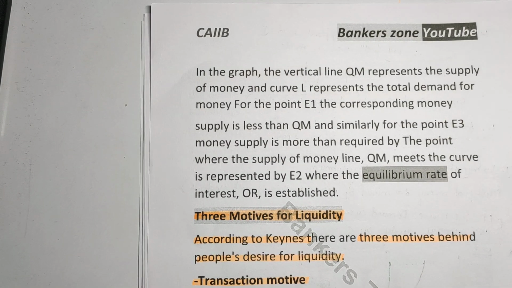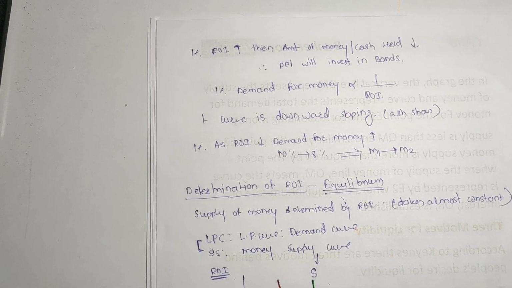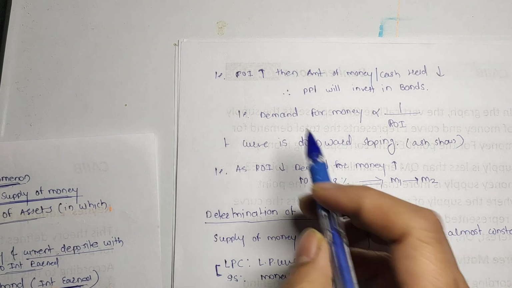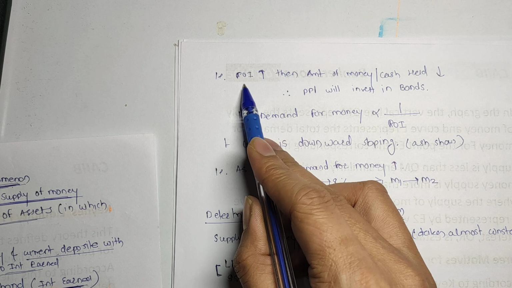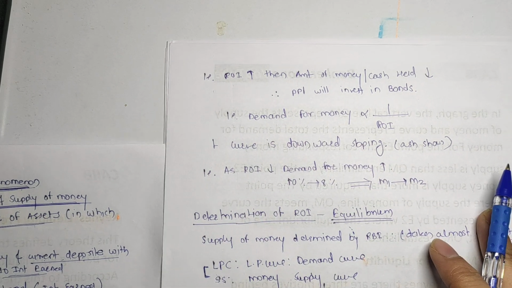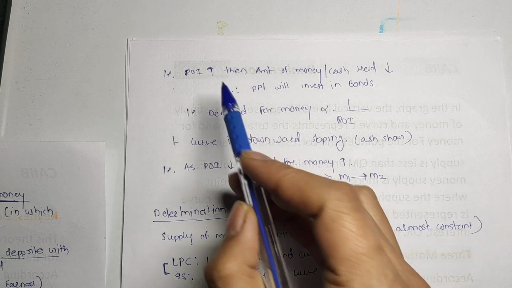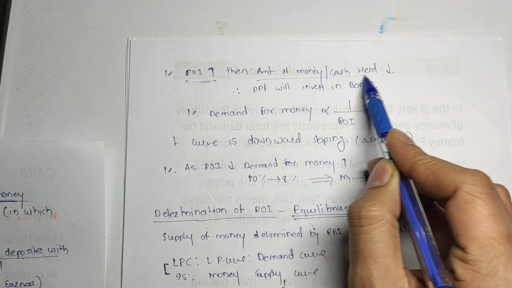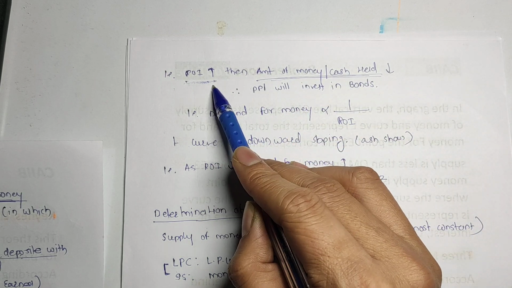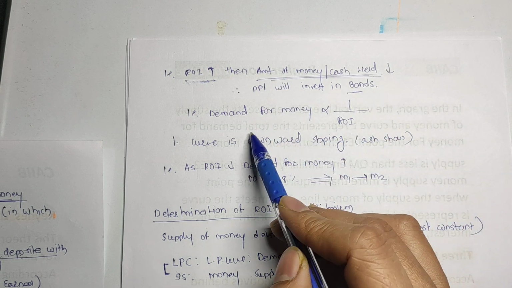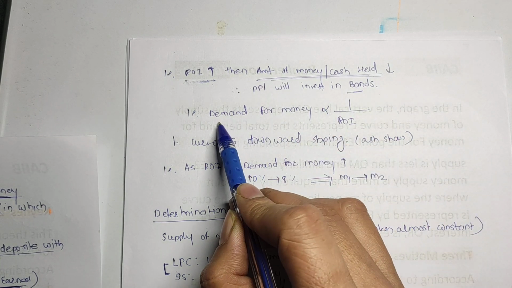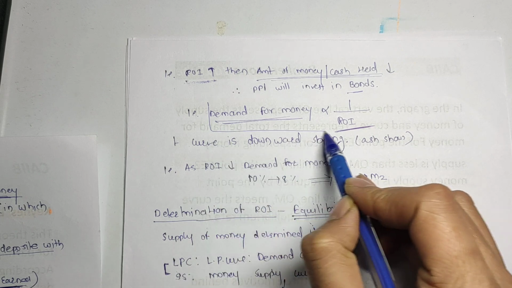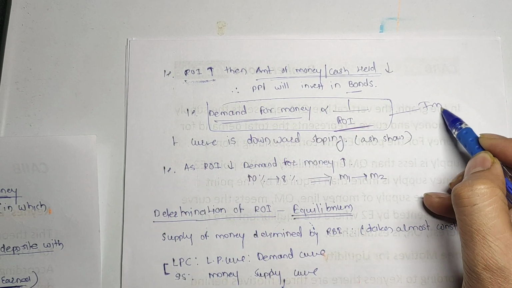See friends, in the next slide, what I have already explained. From that demand, that is the liquidity preference curve, we can observe easily that if the rate of interest increases, then the amount of money or cash held will decrease. If the rate of interest is more, people will invest in bonds, and what we can conclude from that is that the demand for money is inversely proportional to the rate of interest. That is very, very important. Demand for money is inversely proportional to the rate of interest.